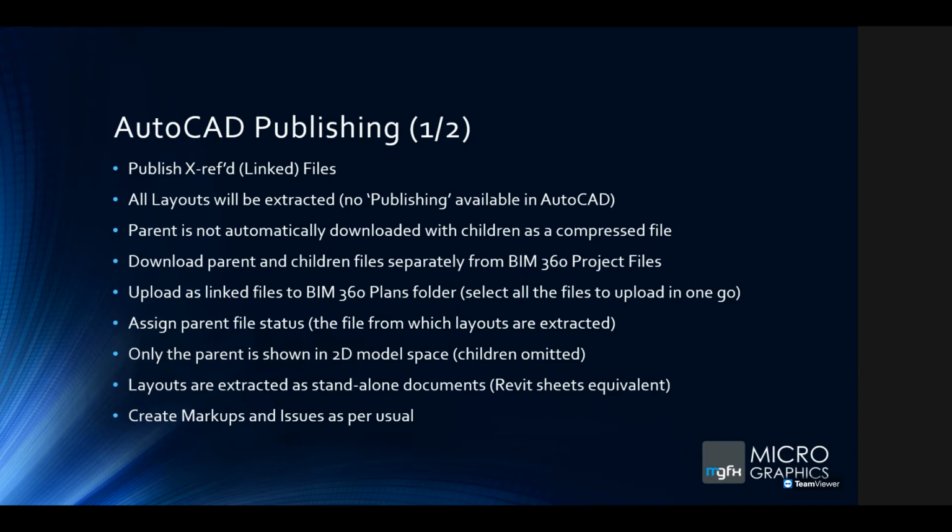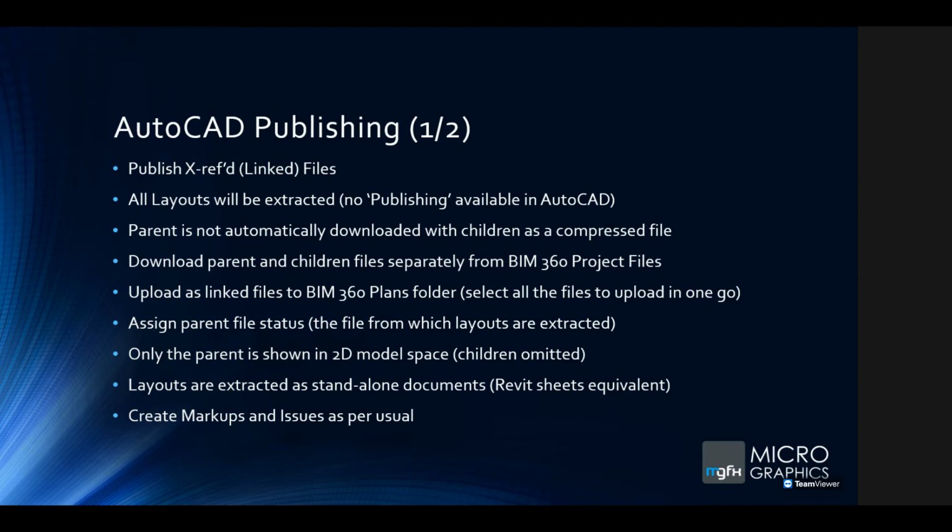You can see just quickly again, we'll see it on the video, but all layouts will be extracted. So in other words, there's no publishing available in AutoCAD, so whatever layouts there are will be extracted. The parent, which is the file containing the external reference, is not automatically downloaded with children as a compressed file. You'll see the difference between the AutoCAD file and the Revit file later. And you then have to download the parent and the children files separately from BIM 360 as a consequence.